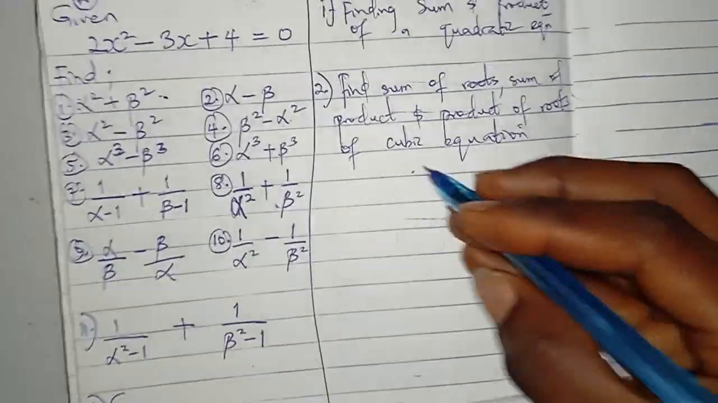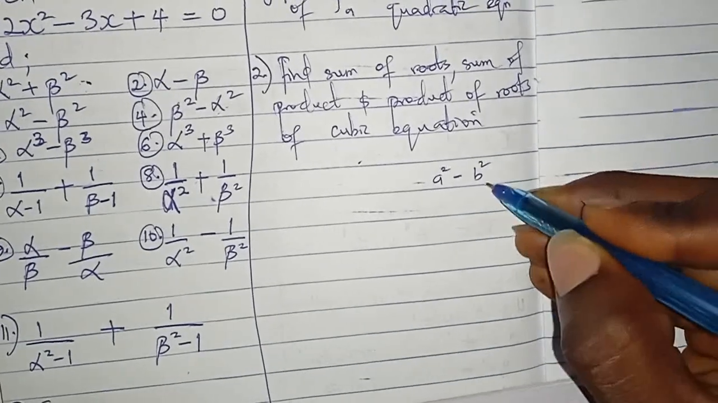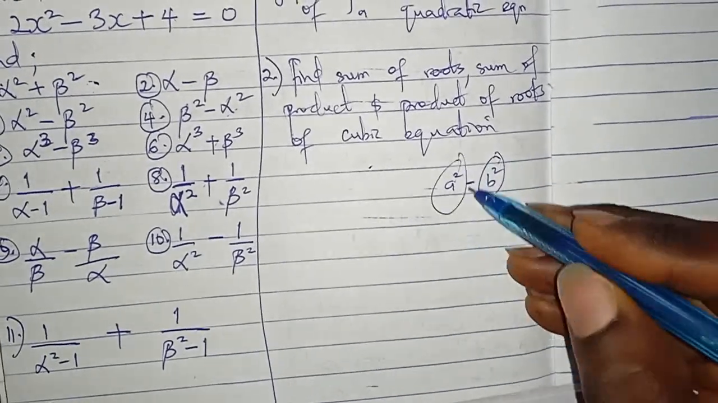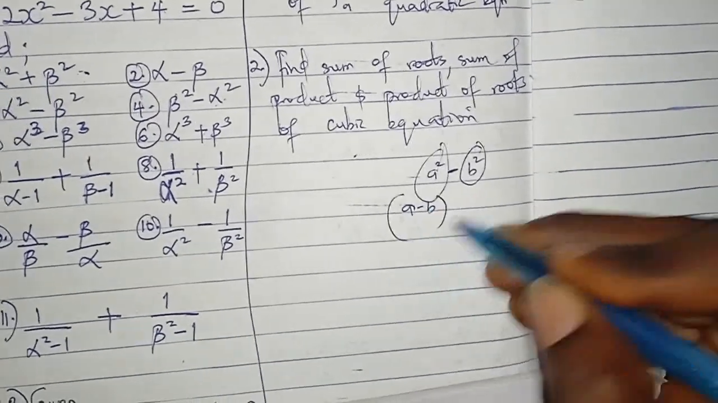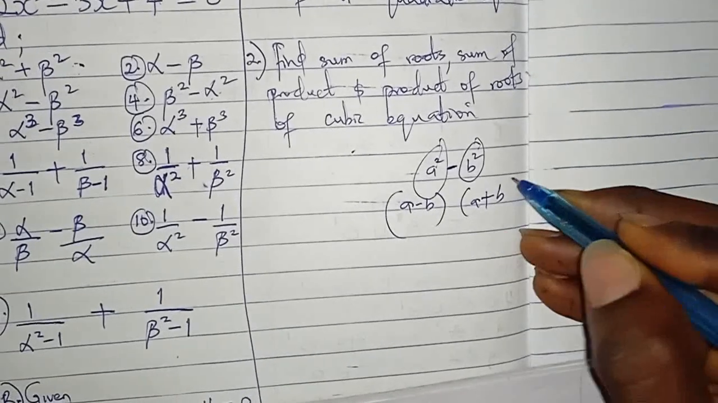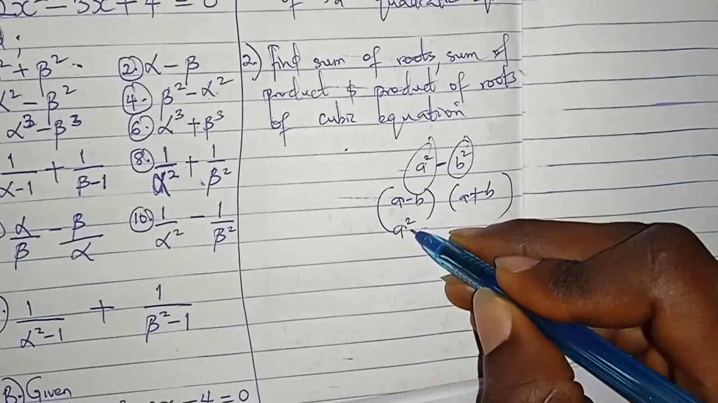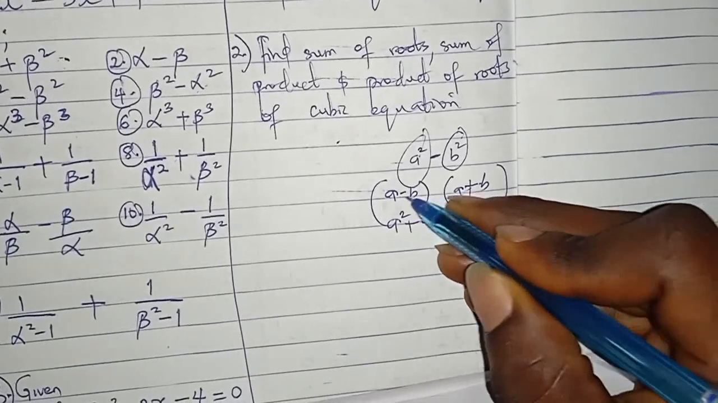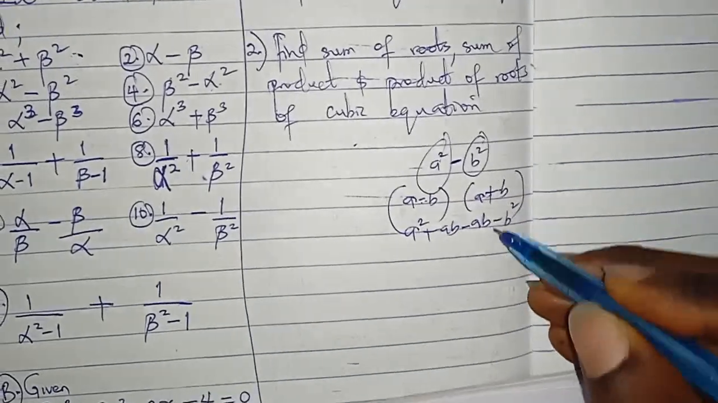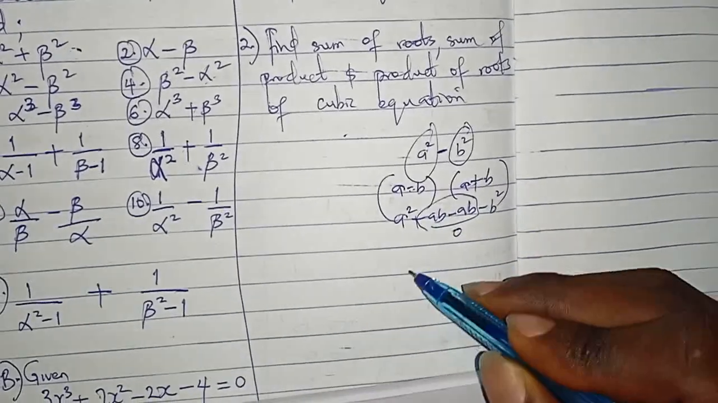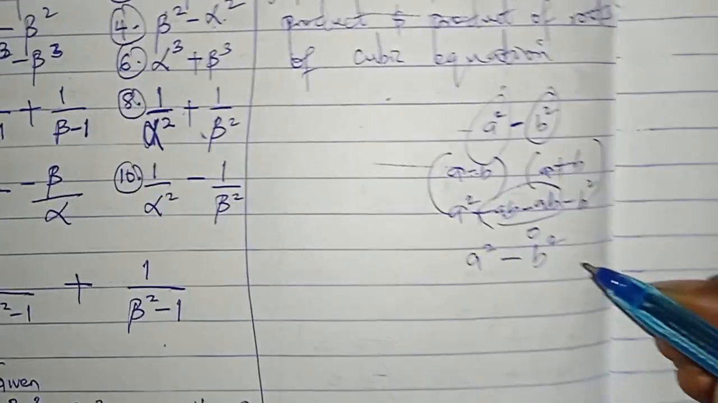What do I mean? If I have a raised to power 2 minus b raised to power 2, this is a square and this is a square, the difference. It will give me a minus b, a plus b. By the time you multiply these two, you get a square plus ab, then minus ab minus b square. So these two give you 0, and you are left with a square minus b square. You need to note that.